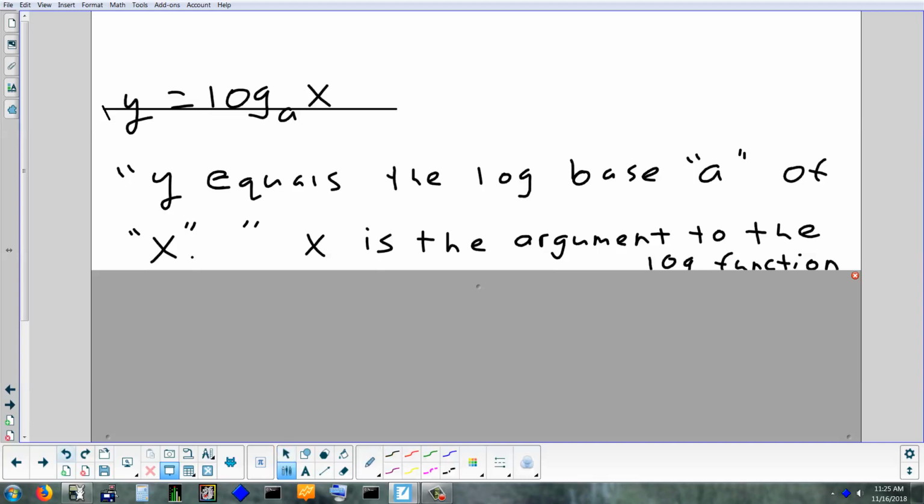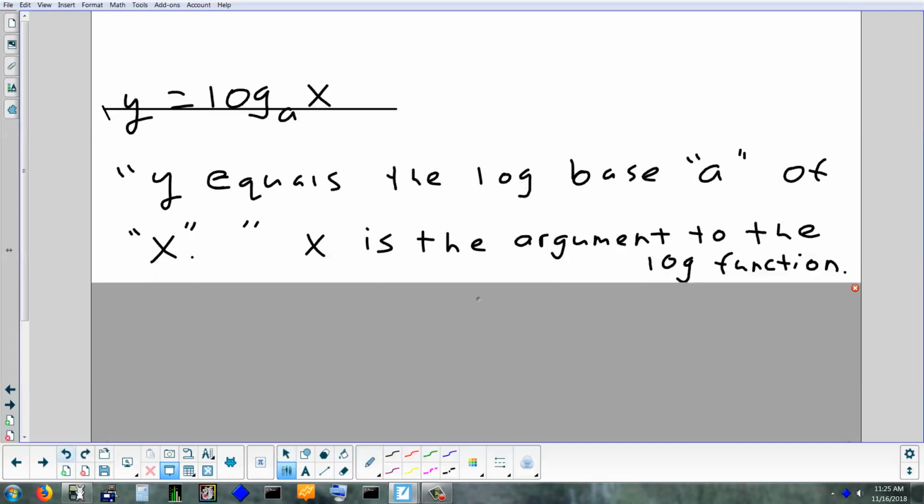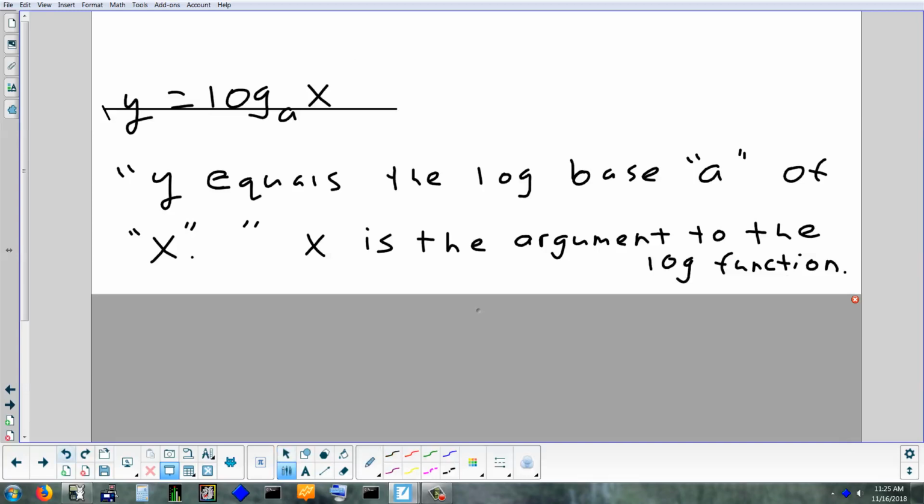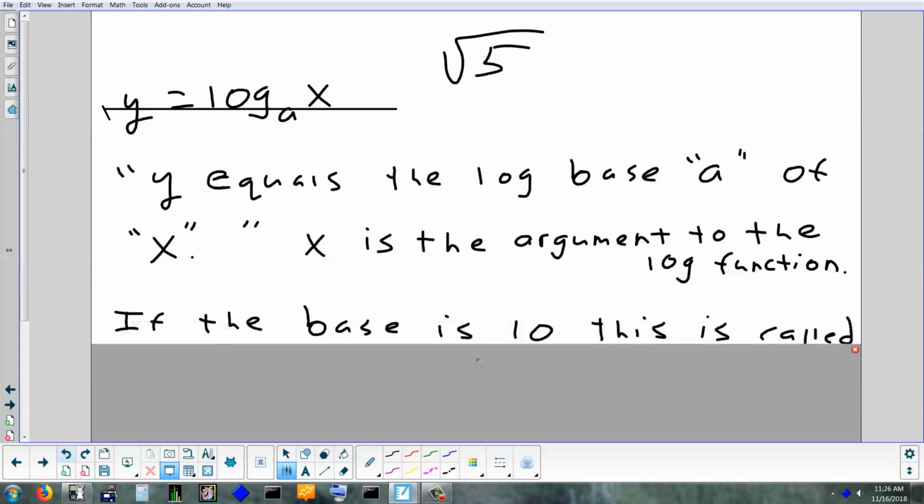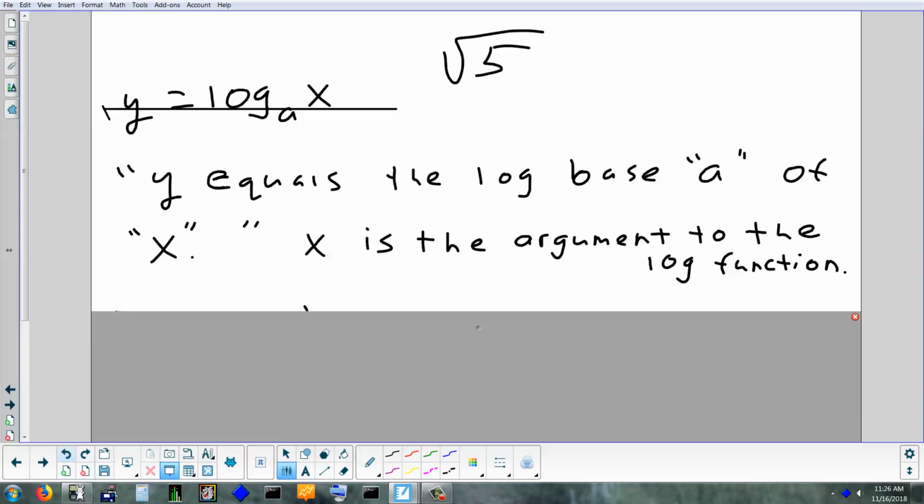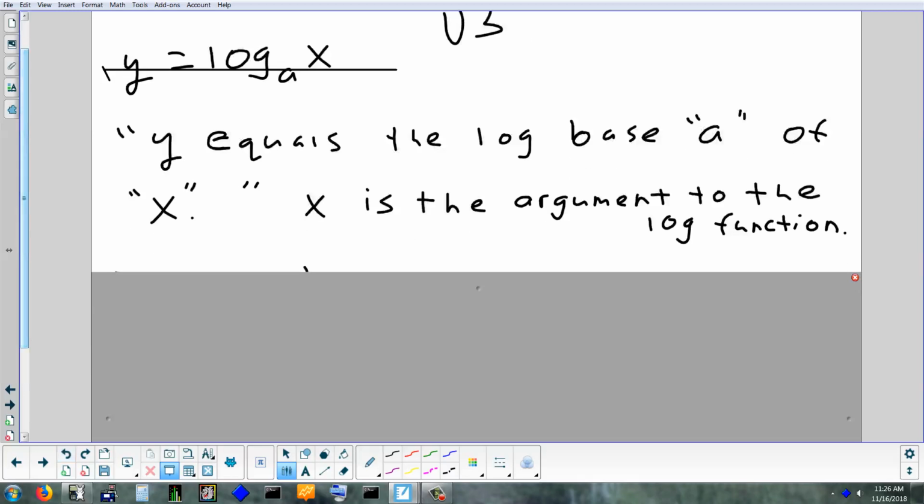So y equals log base a of x. x is called the argument to the log function. An argument is just the thing you plug in. All the functions we've studied all year have arguments. 5 is the argument to the square root function. It's just the thing you plug in. It's handy to remember the word argument, because it'll help you later. So just remember the thing you plug in is called the argument.